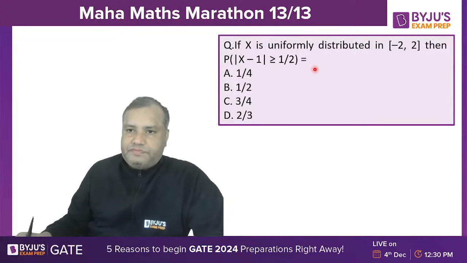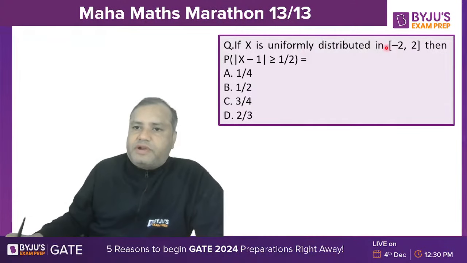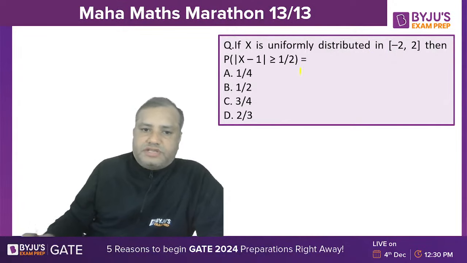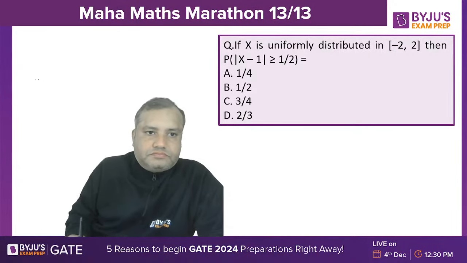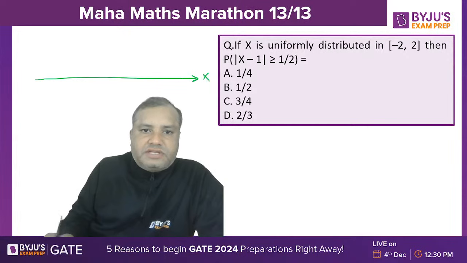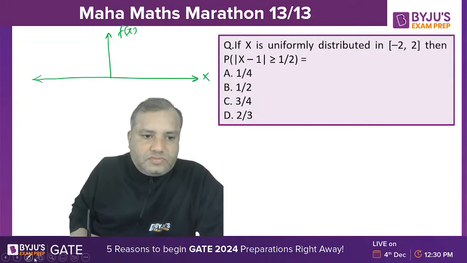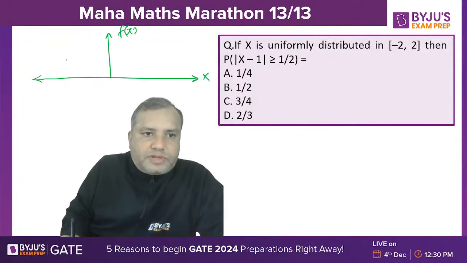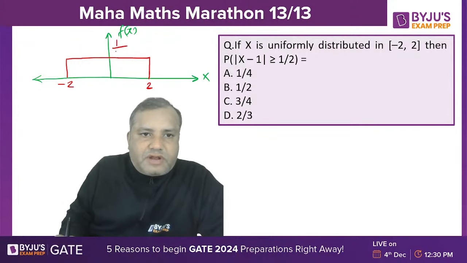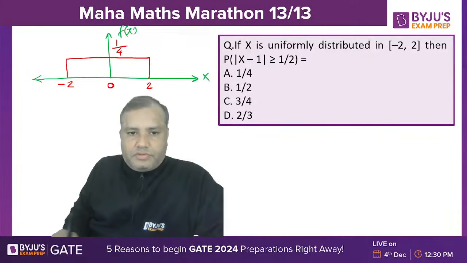Students, here is a question. X is uniformly distributed in the interval -2 to +2. This is the x-axis, and on the y-axis we are plotting f of x. From -2 to +2, the height will be 1 upon b minus a, 1 upon 2 minus of -2, which is 1 by 4.